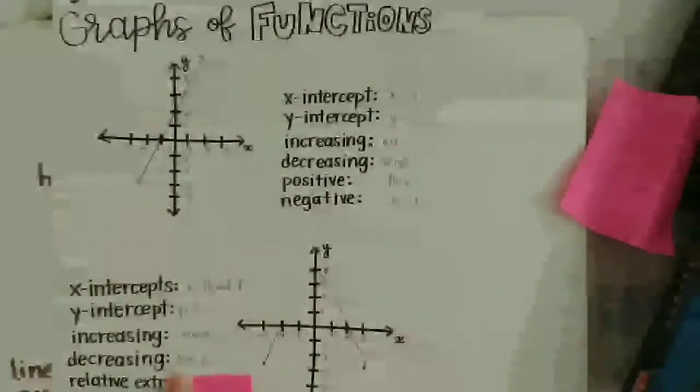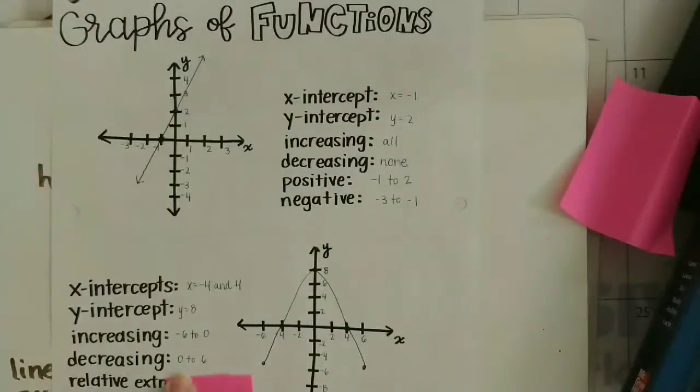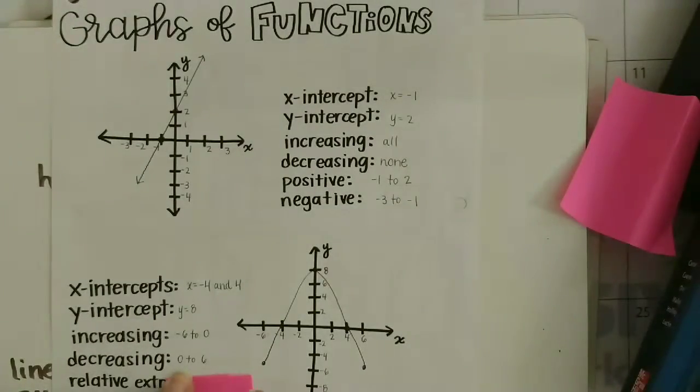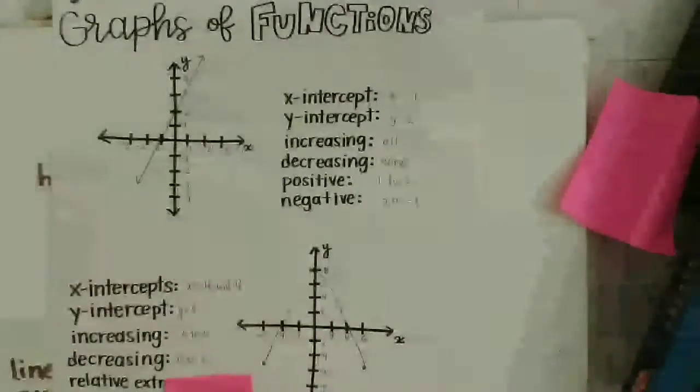Do we have any relative extrema? Relative extrema would be a very tall mountain or peak in our function, which would be a relative maximum. And we would describe where that's at according to our x values. Or we could have a relative minimum, which would be like a valley or a ditch.